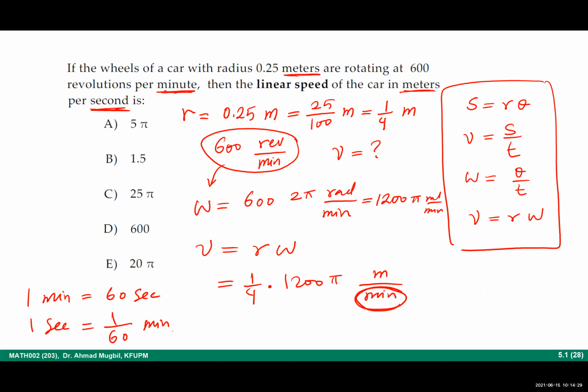5 students with the right answer. The right answer is A. Good. But we still have some students with B, C, and E.